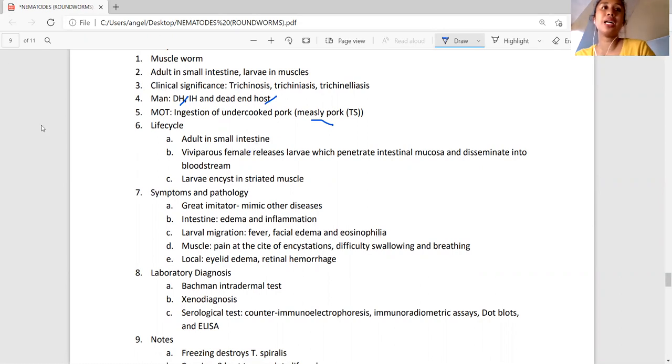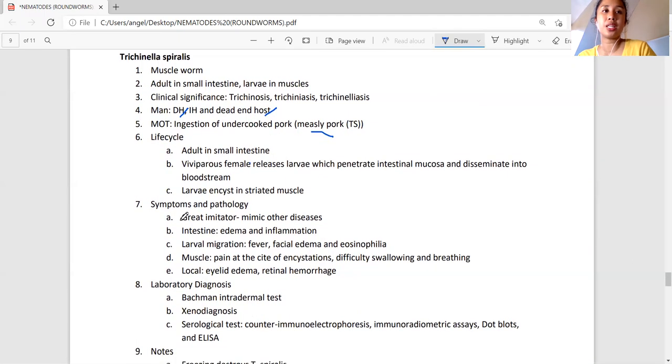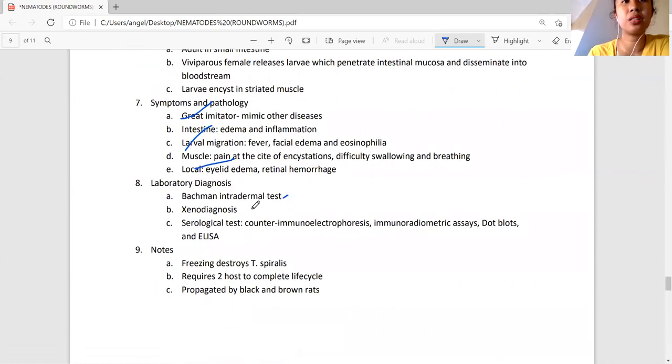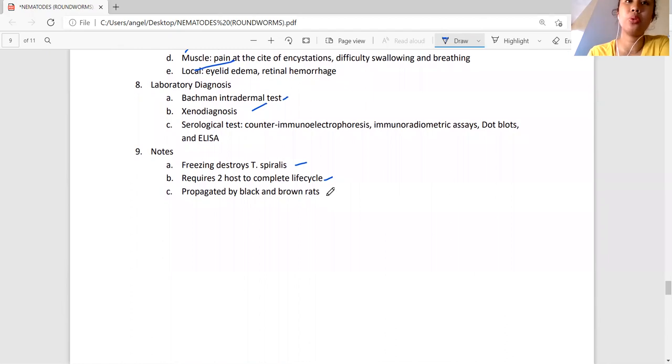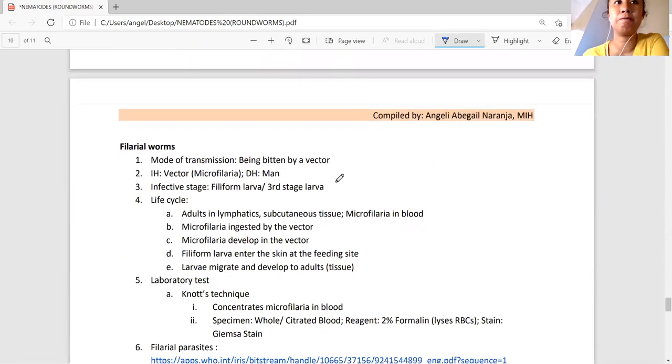Yan. So, class, sabi sa Trichinella spiralis, it's a great imitator. Larval migration, edema, edema in the eyes. Intradermal test, class, Bachman, sinodiagnosis. Luma na tong dalawang to. So, serological test na ngayon. So, sabi niya, freezing destroys your Trichinella spiralis. It requires 2 hosts to complete a life cycle. So, yun, minsan dead end host tayo. Propagated also by black and brown rats. So, if your pigs eat black and brown rats, pwede na lang makuha sa kanila.